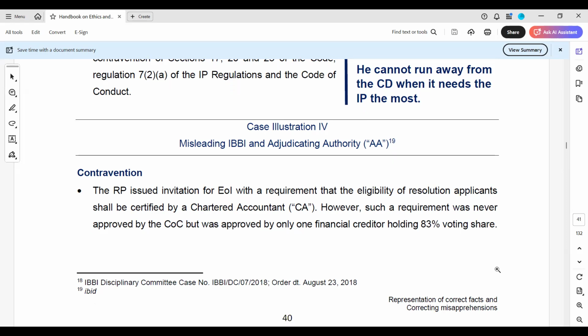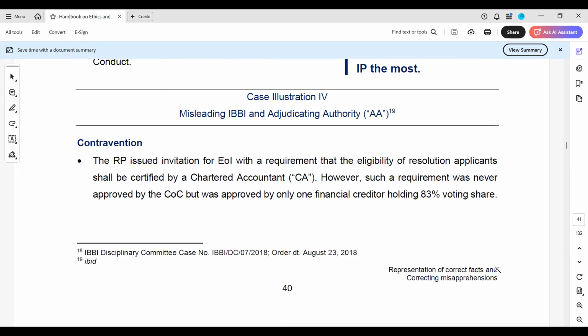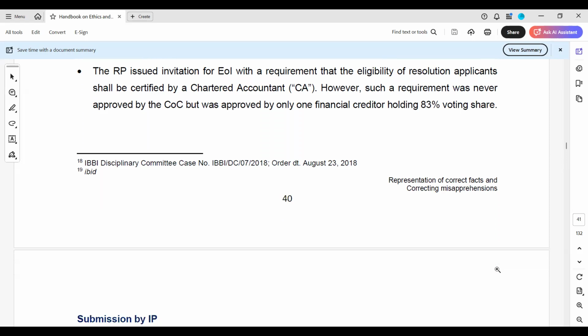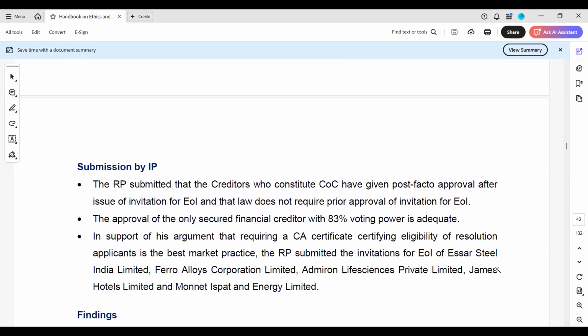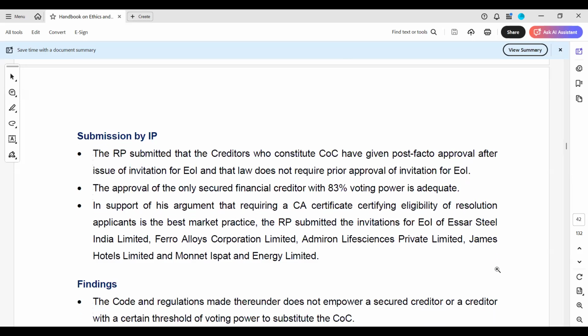So here he issued invitation for expression of interest with the requirement that the eligibility of resolution applicant shall be certified by a chartered accountant. But it was never approved by the COC. So RP submitted that the creditors who constitute COC have given post facto approval after issue of invitation for expression of interest, and that law does not require prior approval. Okay, the approval of the only secured financial creditor with 83% voting power is adequate.